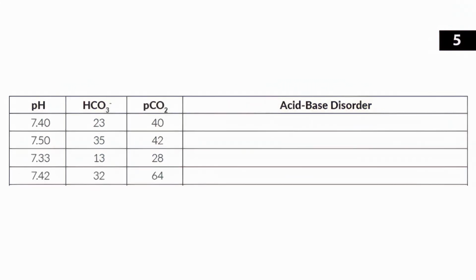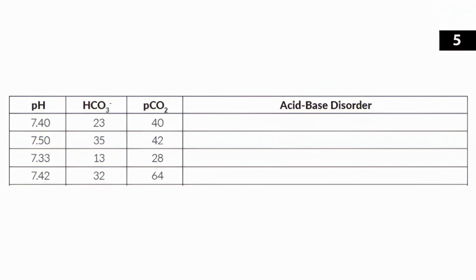Now let's look at number 5. For each of these ABGs we have listed, I want you to be able to determine what the acid-base disorder is. So the first one, the pH is 7.4, and that's normal. Bicarb is 23, and that's normal. And then the PCO2 is 40, which is also normal.